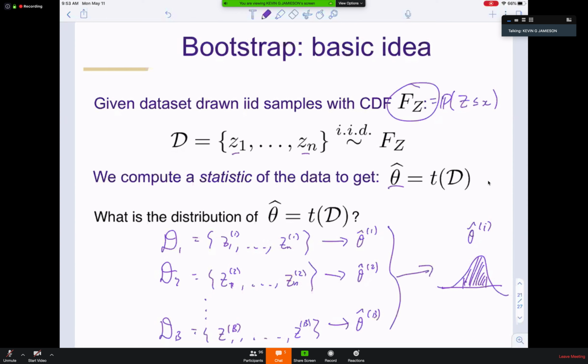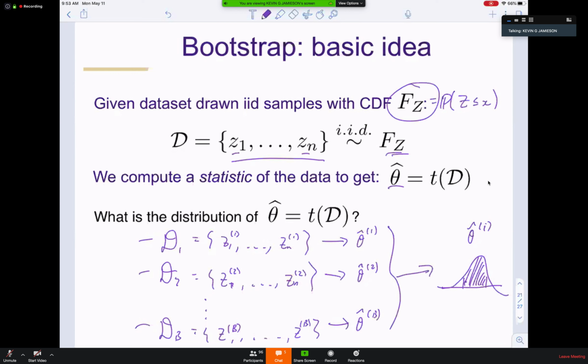Unfortunately, I don't know what FZ is, right? In the typical machine learning setup, we're just given n data points that are IID draws from this distribution FZ, but I don't know what FZ is. So I can't draw new fresh data sets from FZ. I have to somehow deal with this. If I don't know what FZ is, I can't draw a new data set from it. So it seems sort of stuck. I don't know what to do.